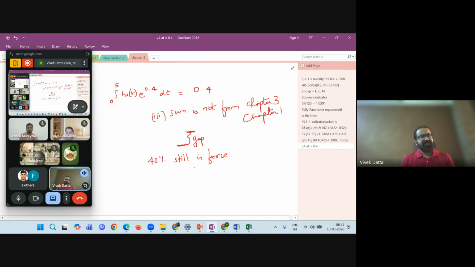But what does that "still in force" mean? I gave you the clue that this meant tPx. In this case, 5px. You already know the formula. tPx is equal to e raised to minus the integral from 0 to t of lambda t, e raised to minus 0.